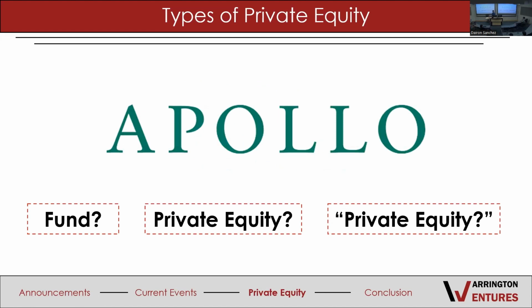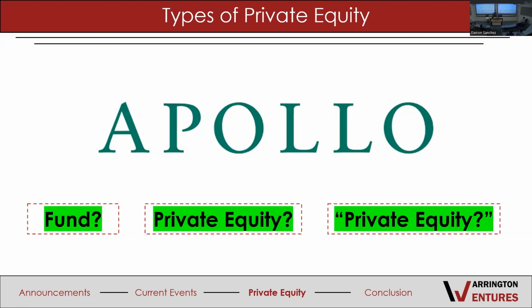Apollo raises money from LPs and invests that money as GP on behalf of the LPs, and it buys portfolio companies. Out of these three, which ones are they? I'd say maybe fund and the second, private equity. It's a fund because it manages money from individuals. And it's private equity because it invests by taking other firms or building them. Yeah, it's a good guess.